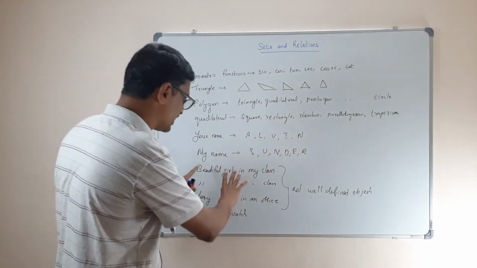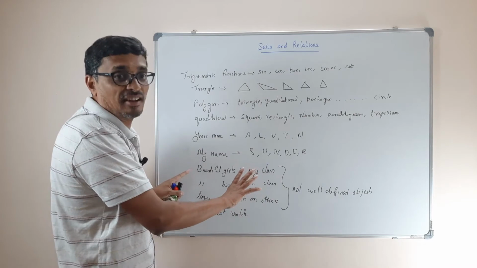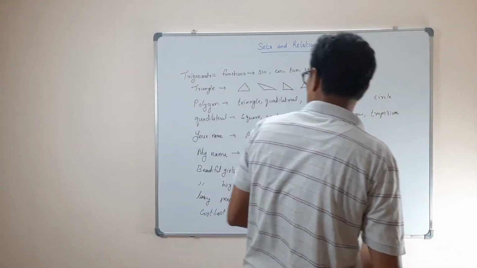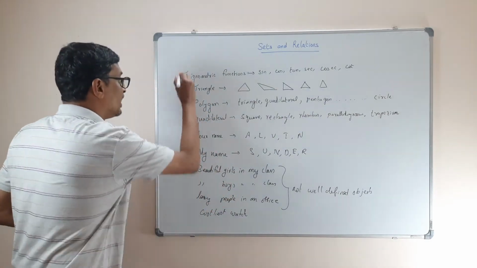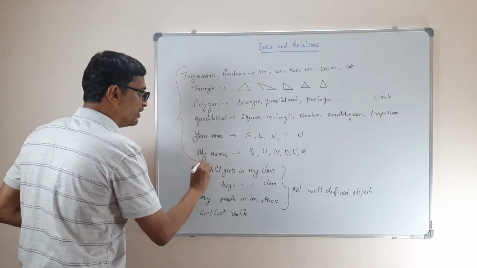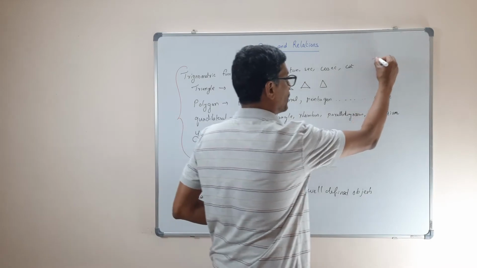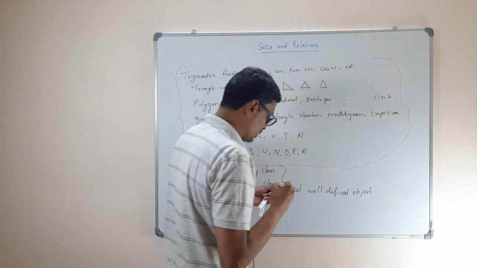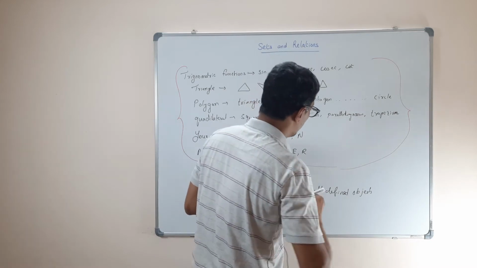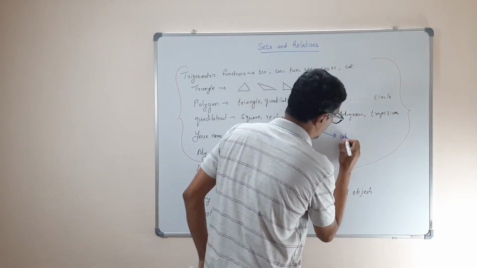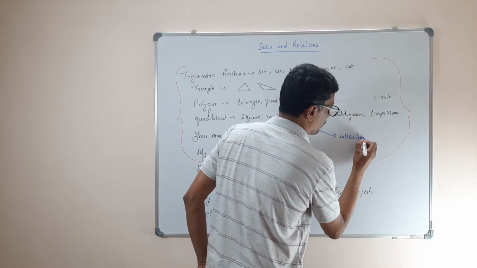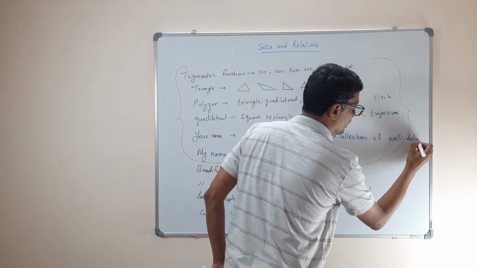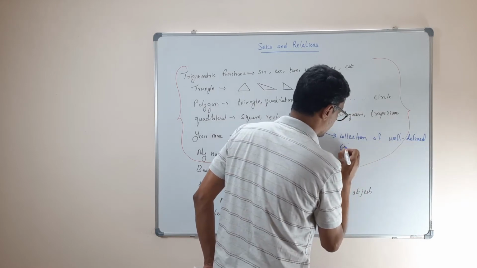Here we have ambiguity; we don't know, so they are not well defined. So a set is nothing but a collection of well-defined objects. You got it? This is called your set. So what do we call a set? It is a collection of well-defined objects.